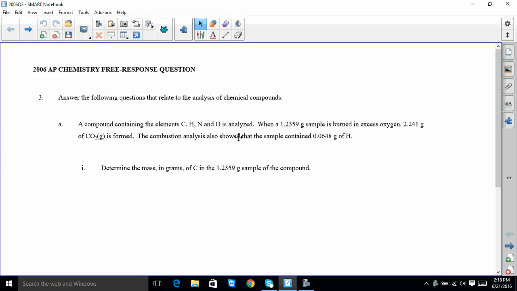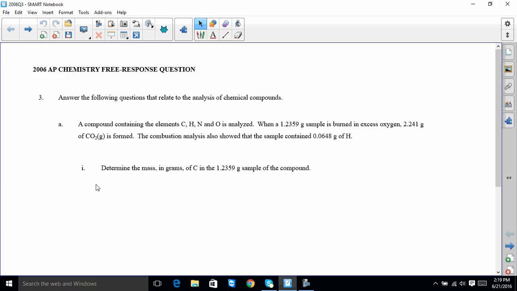Okay, this first part of this problem is really difficult, and here's why. A compound containing the elements carbon, hydrogen, nitrogen, and oxygen is analyzed. When a 1.2359 gram sample is burned in excess oxygen, 2.41 grams of CO2 is formed. The combustion analysis also shows, this should probably say show, that the sample contained 0.04648 grams of hydrogen. Here's the interesting thing.